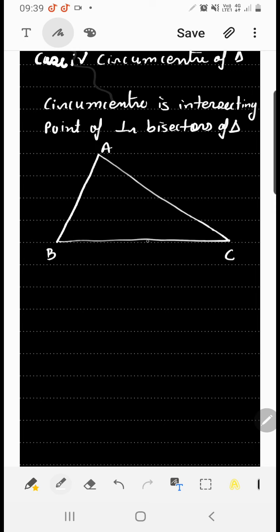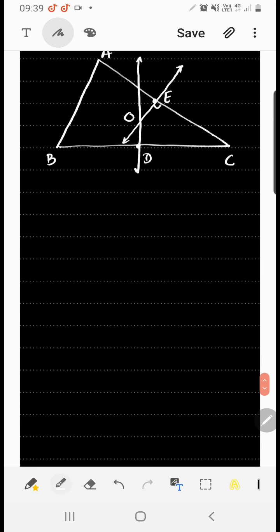The midpoint of BC is D, and if I draw a perpendicular, this is the perpendicular bisector of BC. Okay, let's take the midpoint of this side and draw a perpendicular. This is the perpendicular bisector of AC. Let's call this E, and that intersecting point is the circumcenter. Now what you should know is, is D not the midpoint of BC?